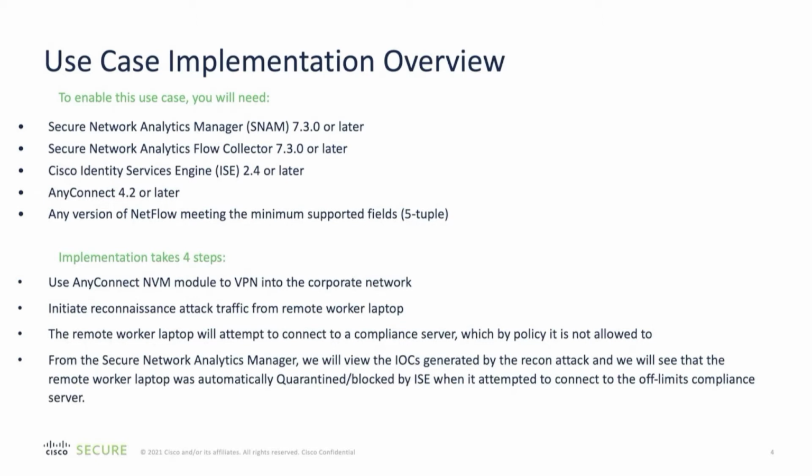As we'll see in the demonstration of the use case here, it consists of four main steps. The first step is we will connect using the AnyConnect MVM module to VPN into the corporate or internal network. We'll initiate a reconnaissance attack from the remote worker laptop, and then from the same remote worker laptop, we'll attempt to connect to a compliance server on the internal network or corporate network, which by policy is not allowed.